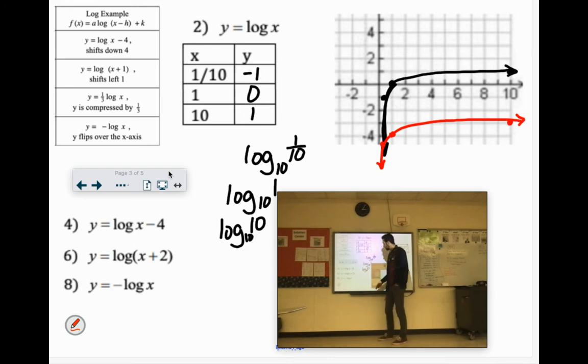Now this one, the second one, x plus 2, it's grouped with the x. So that becomes your right and left shift. So this would shift the original to the left 2 places. So our original is this black line. We're just going to take every point and move it to the left 2.